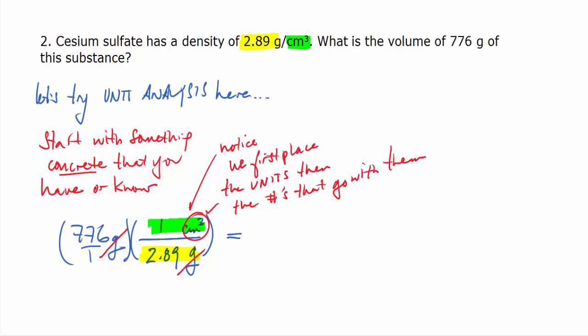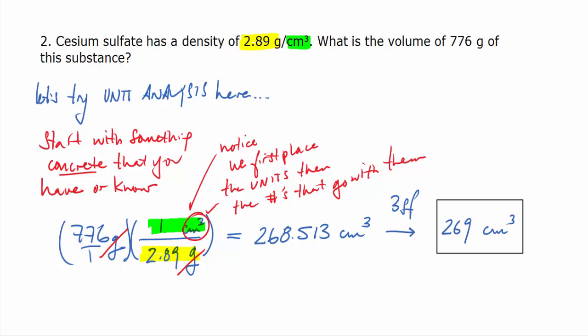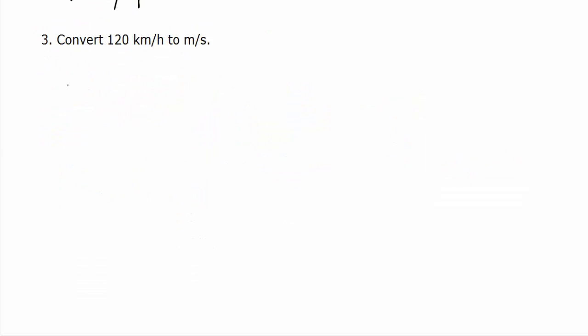Check here that the grams do cancel. We wind up with cubic centimeters. That is volume, which is correct. And you get some number here of cubic centimeters. Notice this problem has 3 significant figures, so we'll round to the third spot and call this 269 cubic centimeters. Are you ready for more?